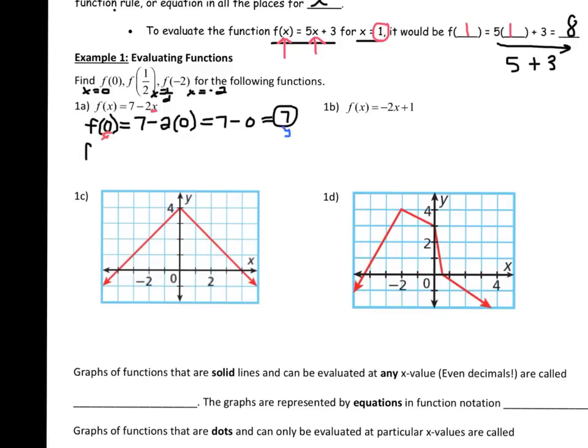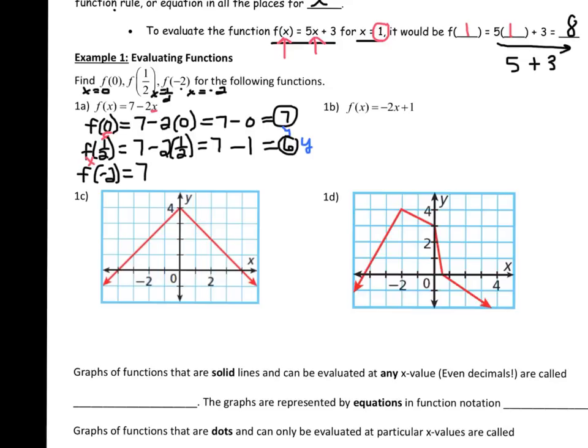Next, for the 1/2, f of 1/2. If we plug in 1/2 for x, what's the y value? 7 minus 2 times 1/2. That will be 7 minus, well, 2 halves makes 1 whole. So it's going to be 7 minus 1, which is 6. That means when x is 1/2, y is 6. We could be writing these as ordered pairs, but for these problems, you can just circle your final answer, like I'm doing. The last one we have to try is f of -2.